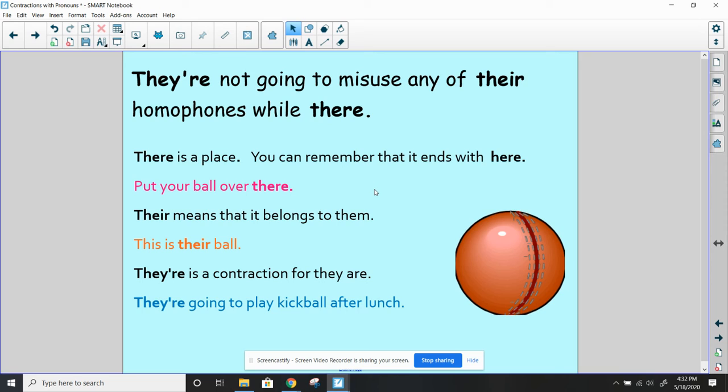THEIR means that it belongs to them. This is the possessive form. This is the one that we've gone over in this chapter. This ball is their ball. So that's the possessive. The ball belongs to them. There is a contraction for they are. They're going to play kickball after lunch. If you can replace it with the words they are, then you have the contraction. They are going to play kickball after lunch. They're going to play kickball after lunch.